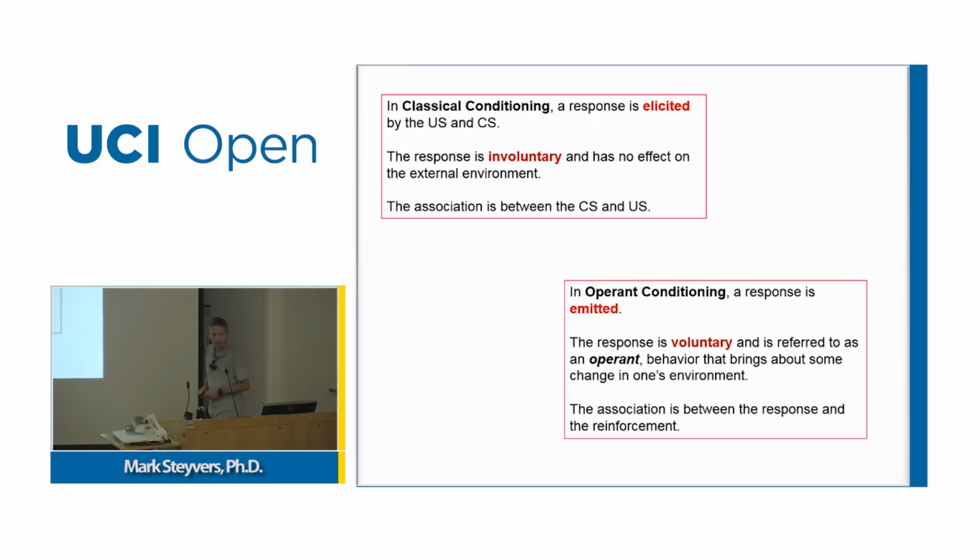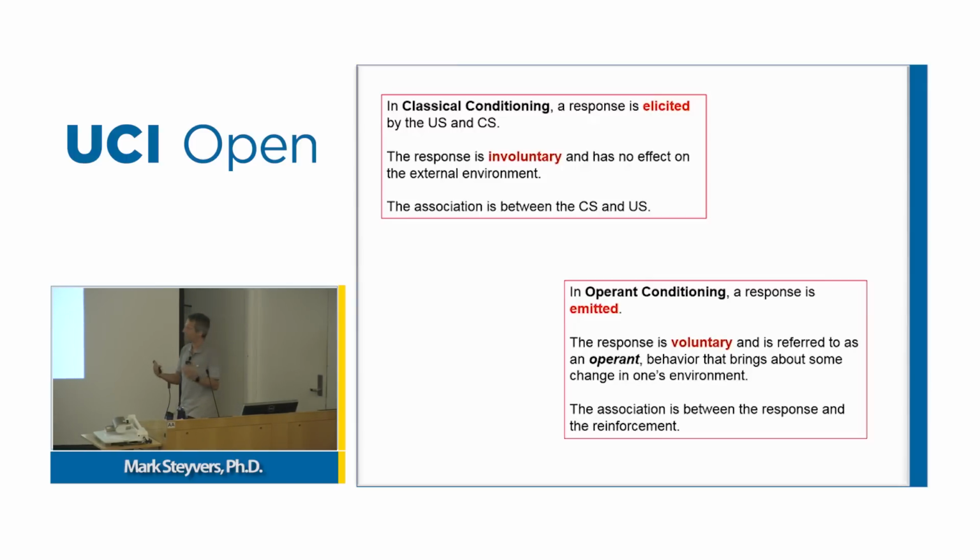On the other hand, in operant conditioning, a response is emitted. It's more under your control, the person's control or the animal's control. And Skinner refers to this response as an operant, because it can operate on the environment. It can have some consequence for the environment. Also, the association learned here is between the response and the reinforcement. So there are some differences between these two paradigms, and that said, there's a lot of overlap.